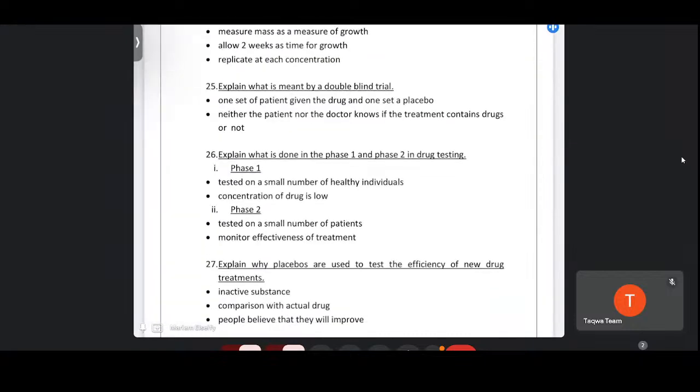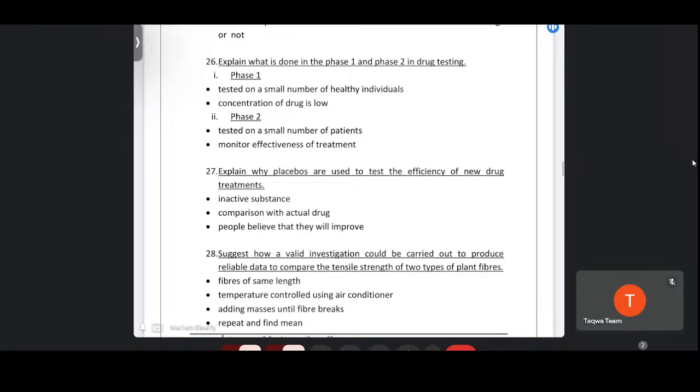Question number 25. Explain what is meant by a double-blind trial. One set of patients is given the drug and one set a placebo. Neither the patient nor the doctor knows if the treatment contained the drug or not. This is what we call a double-blind trial, and I believe it has somewhat to do with sociology. Anyway, explain what is done in phase 1 and phase 2 in drug testing.